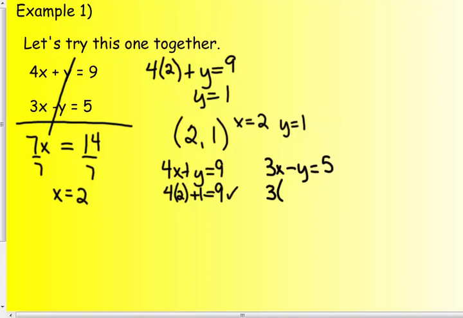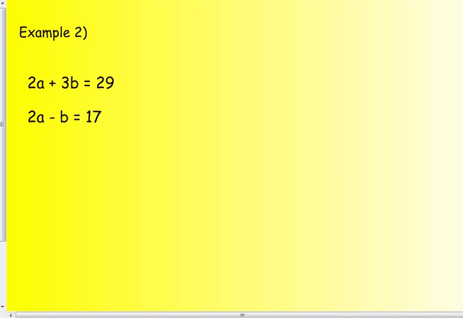So 3 times 2 minus 1 does equal 5. So it works. Example 2. 2a plus 3b equals 29, and 2a minus b equals 17. Now I can get my a's to cancel or my b's to cancel.